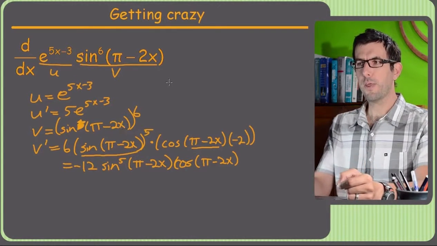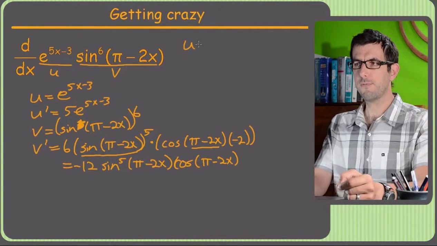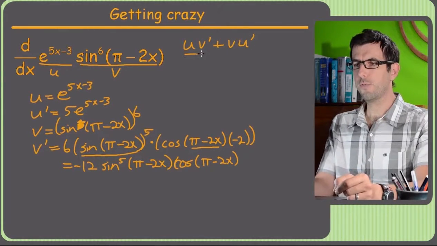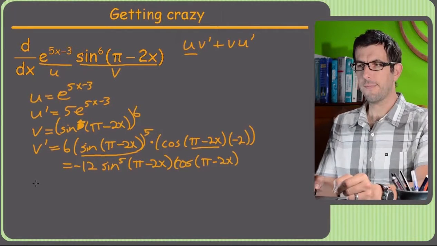Pretty crazy. But now that we know all that stuff, we can just plug into the formula, which is u v prime plus v u prime. All right, so u first, haha, it's going to be e to the 5x minus 3.